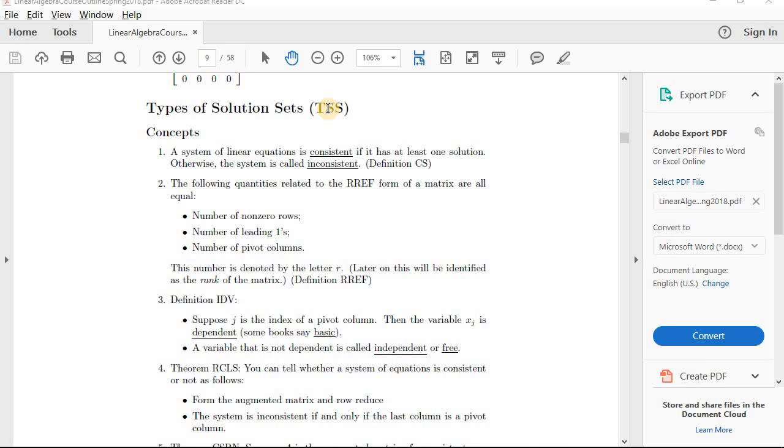We've seen that you can have no solutions, one solution, or infinitely many solutions. If there's no solution, we call it inconsistent. If there's one or more solutions, we call it consistent.